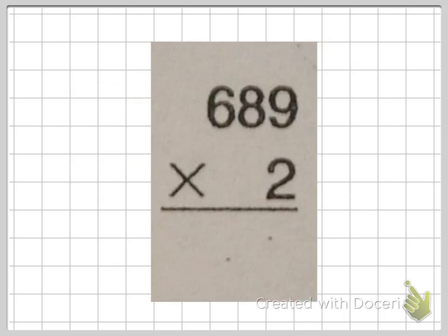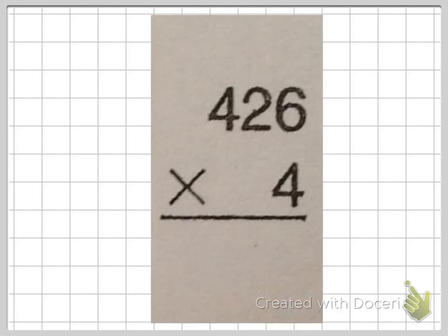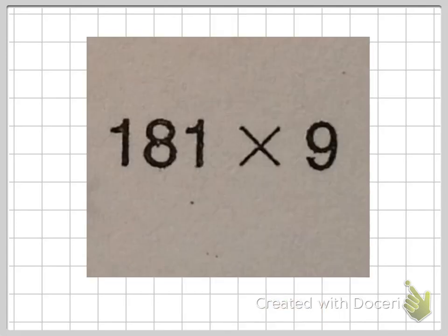So you have 689 times 2. Go ahead and work that out on a clean piece of paper showing all of your work. 426 times 4. And your third and final problem, which is a little bit trickier, but I want you to try it and see how it goes. 181 times 9. A little hint, just make sure to set that up the right way.